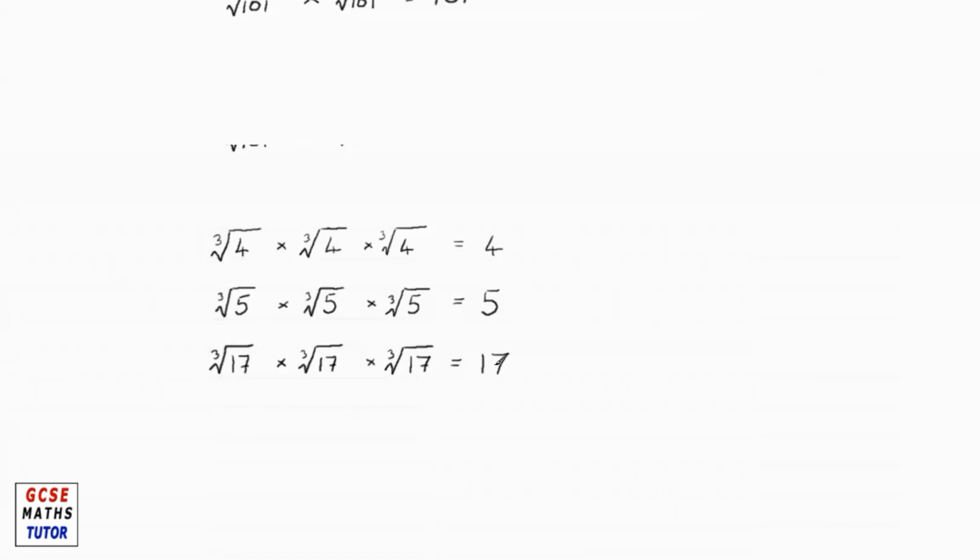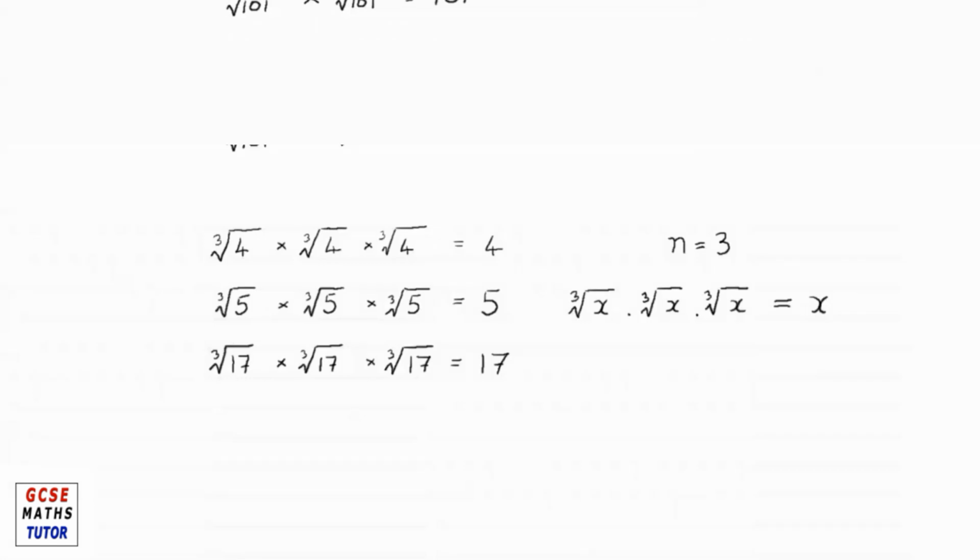In each case, n equals 3, signified by the 3 inside the tick of the root sign. So to summarize, the cube root of x times the cube root of x times the cube root of x gives x, and so on.